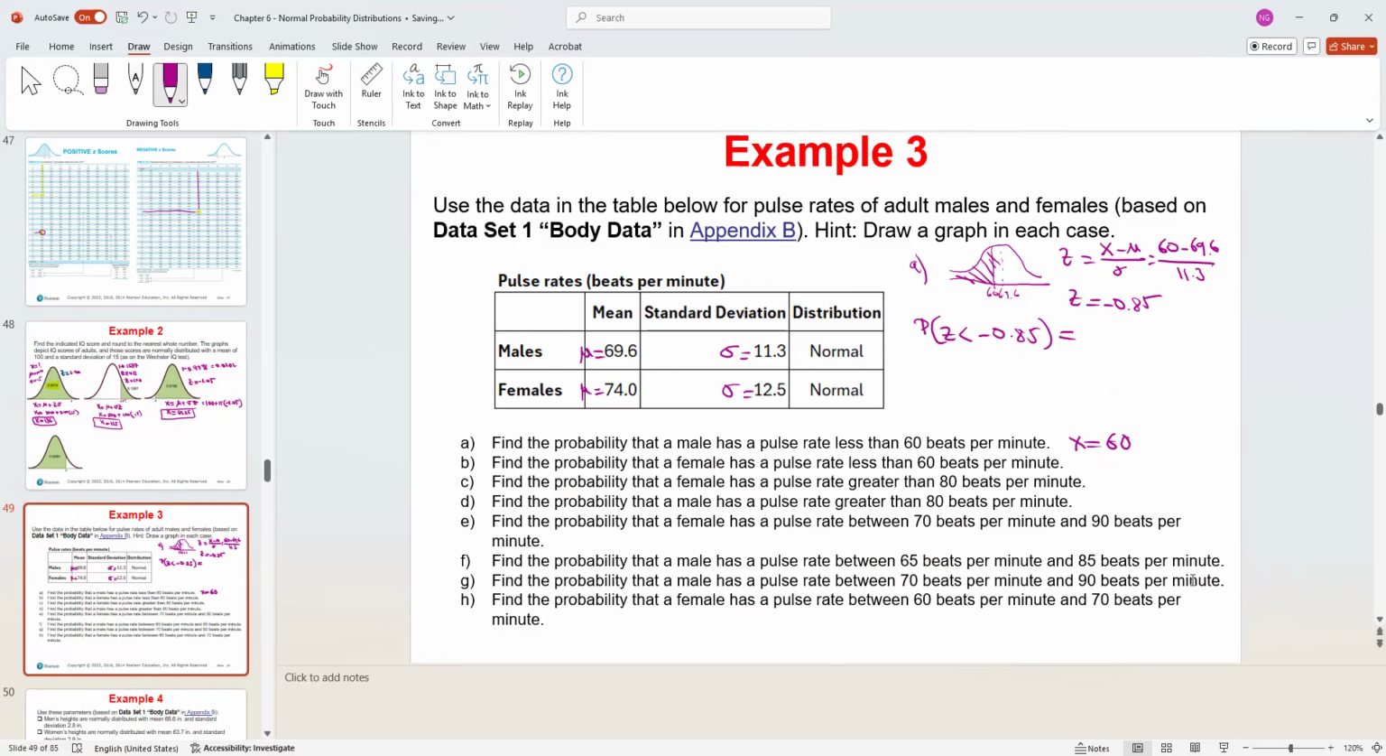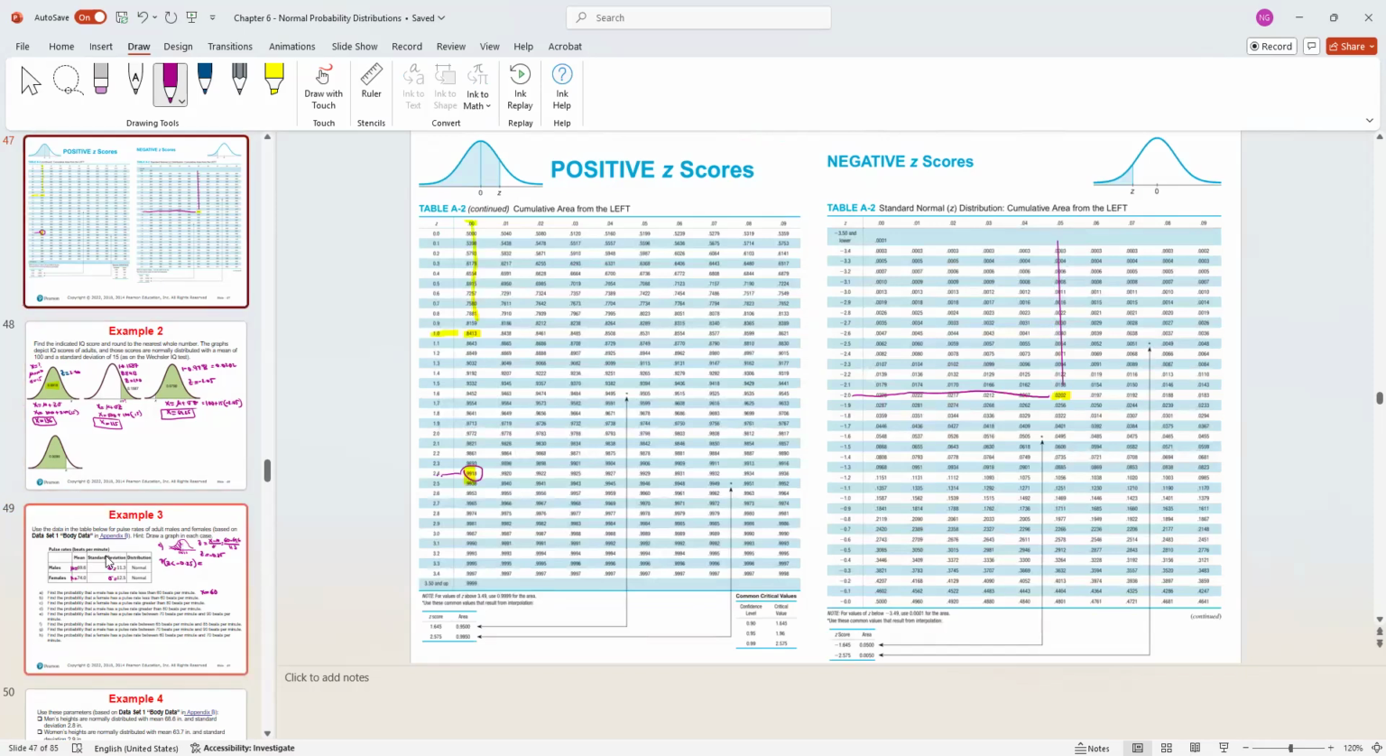Exactly what you find, because let me do it, 60 minus 69.6 divided by 11.3. Yep, it's 0.85. We take only two digits, otherwise we need to extrapolate, something I don't like doing. Now, you need to go to the table, that beautiful table I set up for you here.